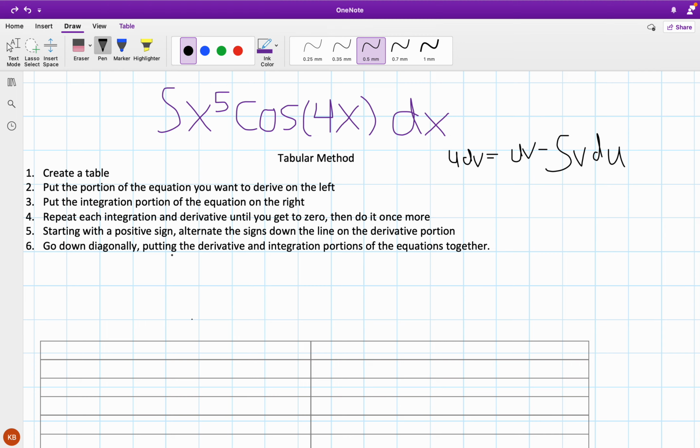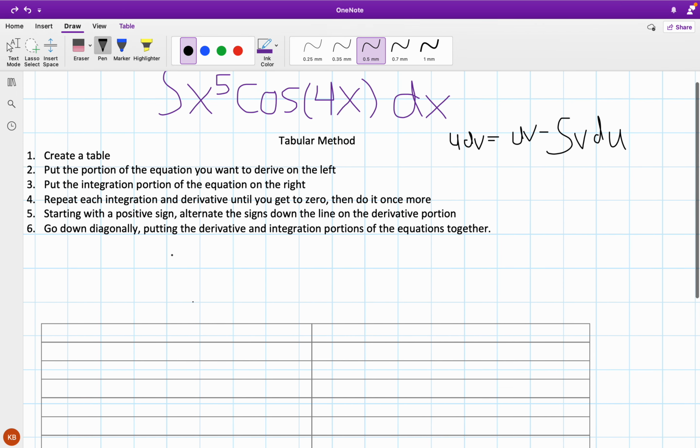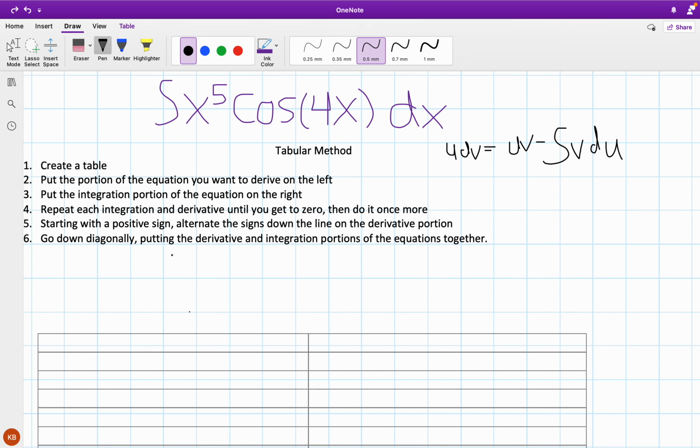So the first step of the method is to create a table. The second step is to put the portion of the equation you want to derive on the left and the integration portion of the equation on the right. This means that we choose x to the fifth as the derivative portion because that can eventually get down to 0, whereas if we chose cosine of 4x, we would just keep going forever, because integrating or deriving cosine or sine functions never goes to 0.